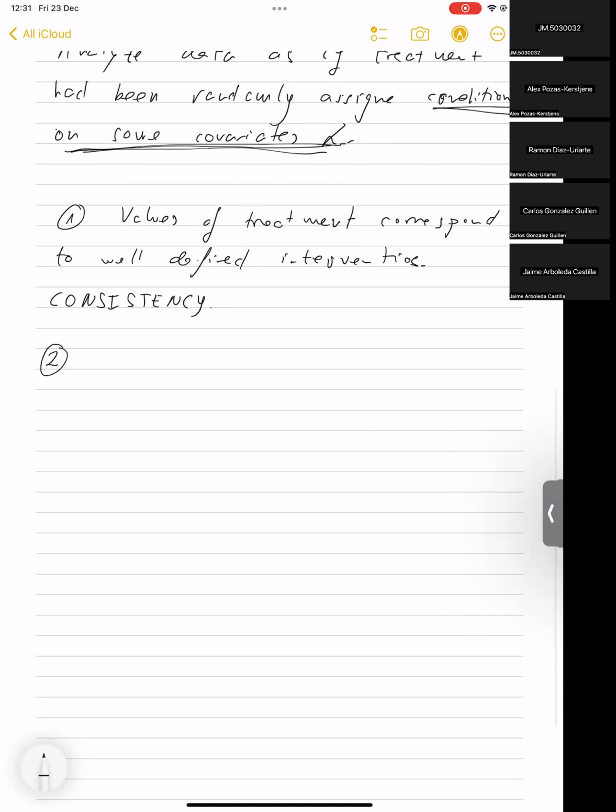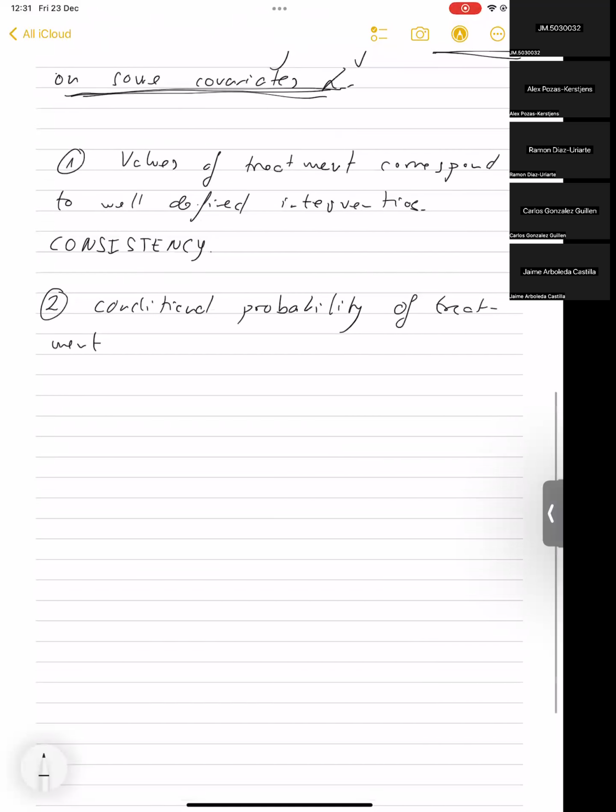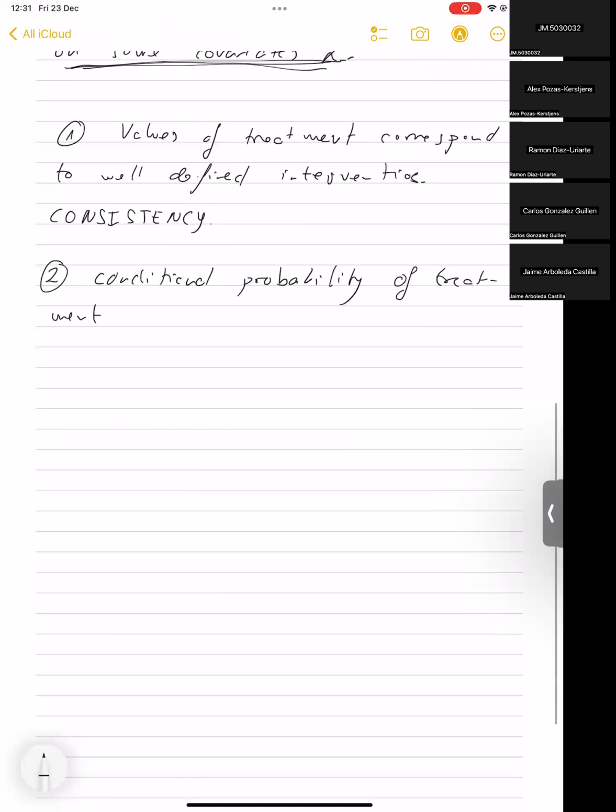The second one is that the conditional probability of treatment depends only on measured covariates. And this is exchangeability.